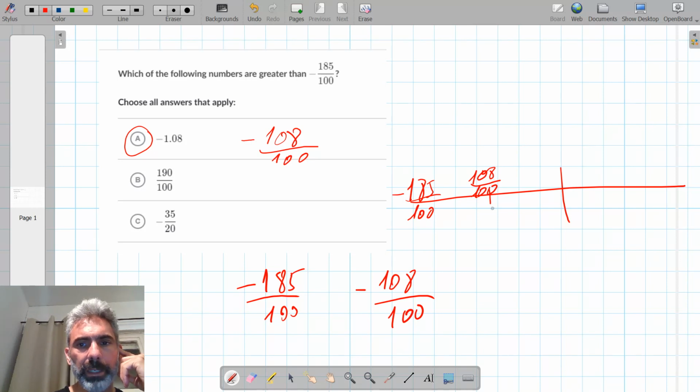So minus 108 hundredths on the number line, if it's to the right of minus 185, then it is greater, and we need to find which of the following numbers are greater than minus 185 hundredths. A is correct. B is definitely correct because B is positive, and minus 185 hundredths is negative, so B is also correct.